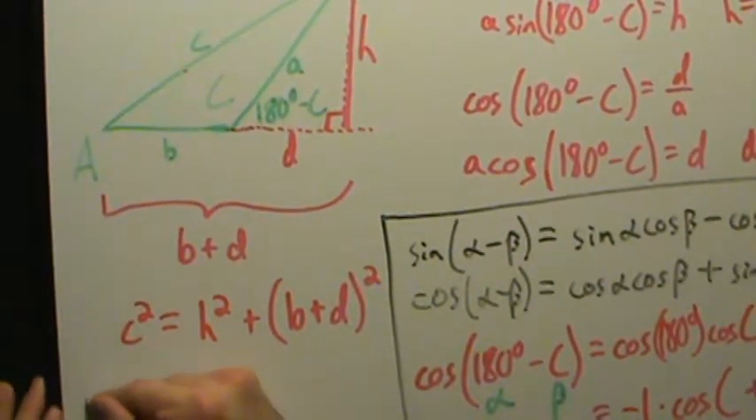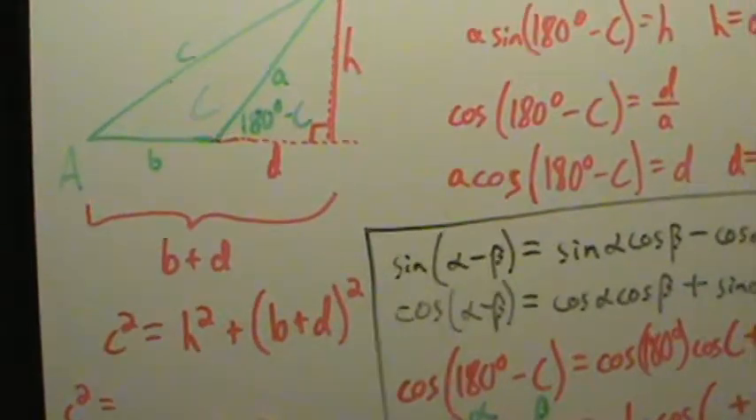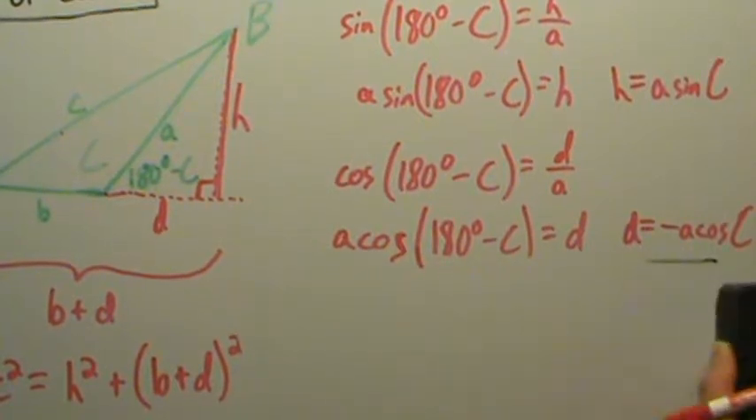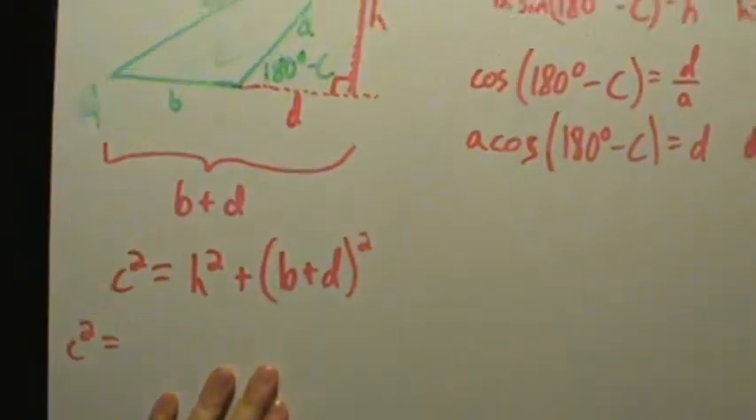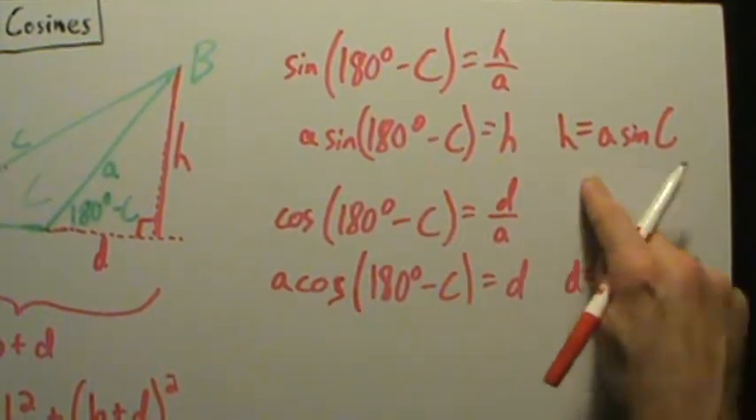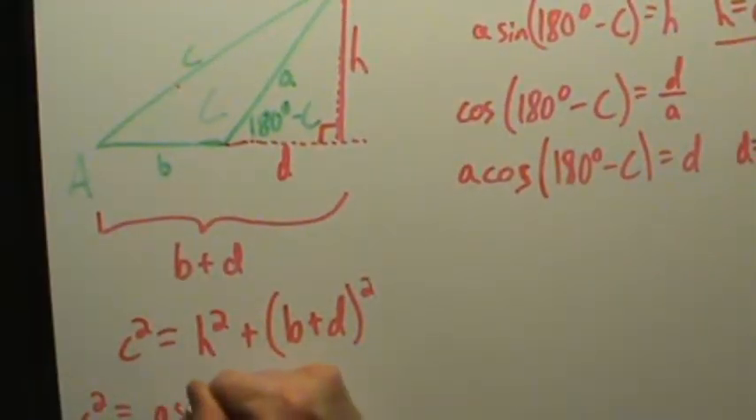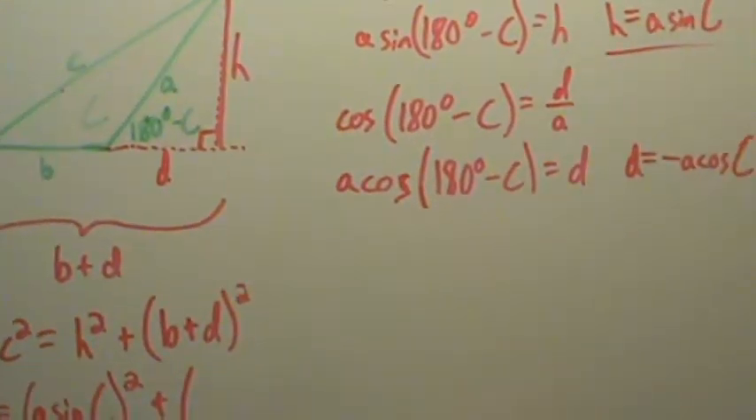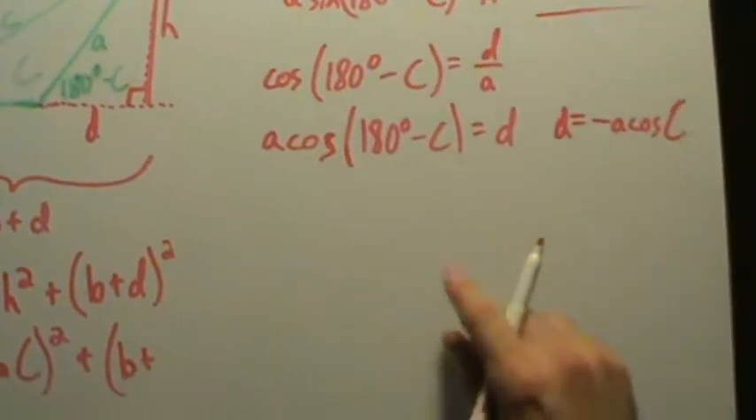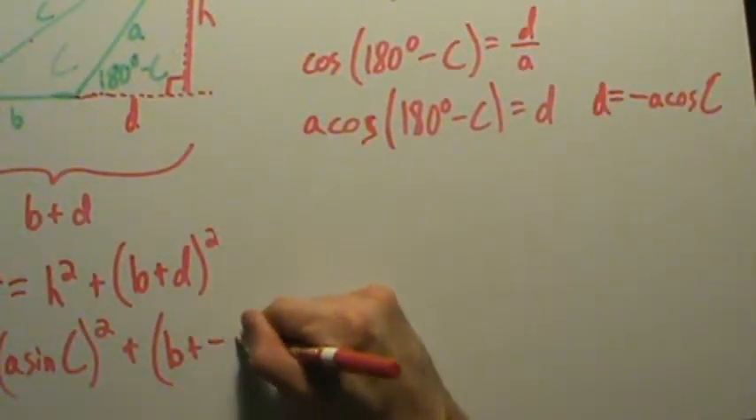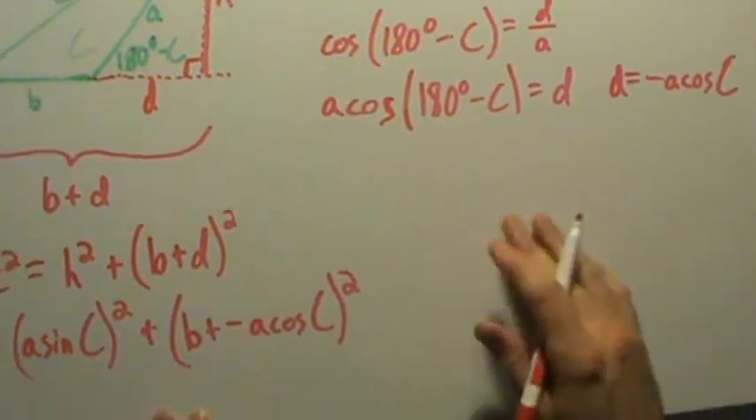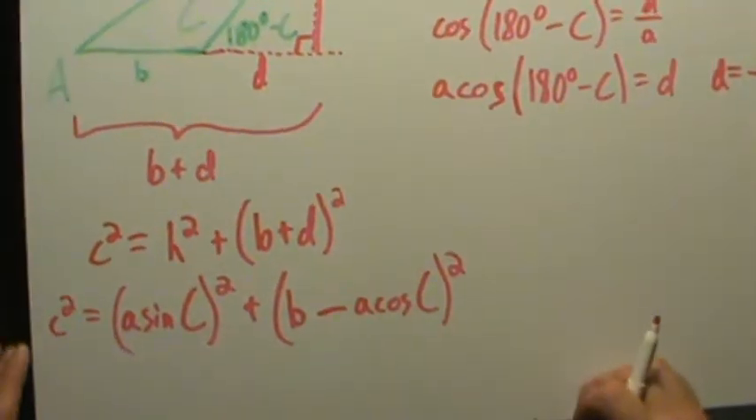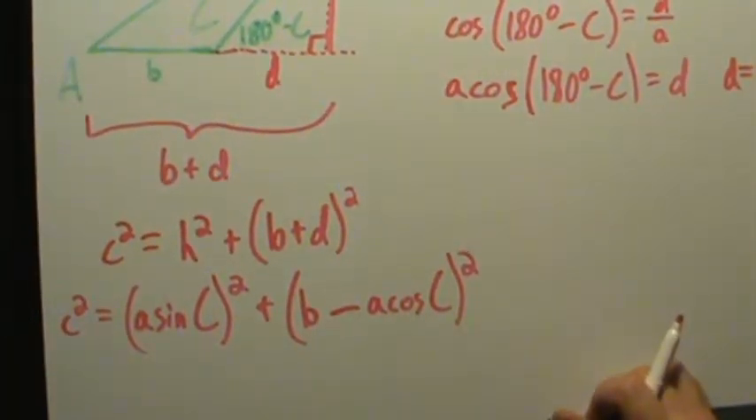So then what we get is c squared equals h squared. Oh, we're going to have to erase this. c squared equals h squared. What's h? h is a sine c. Okay. So this is a sine c quantity squared plus b plus, but d now is negative a cosine c. So this becomes negative a cosine c, that quantity squared. But plus a negative just means minus. So that's minus.